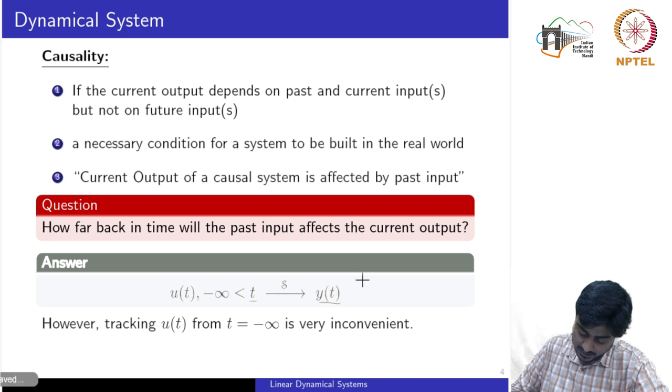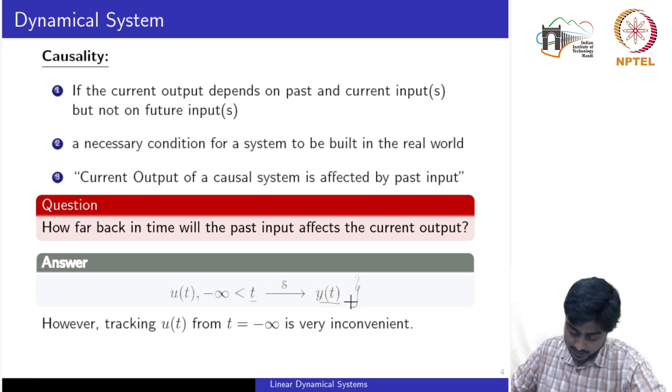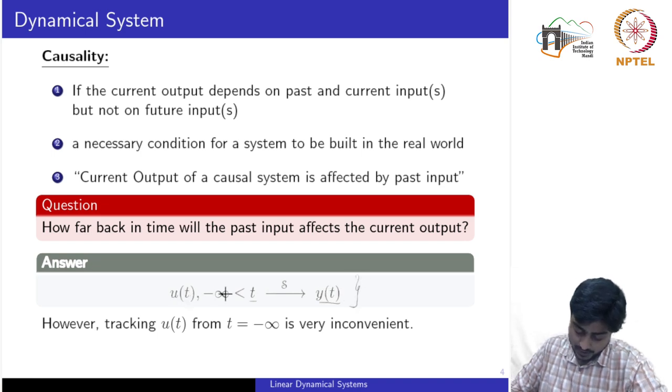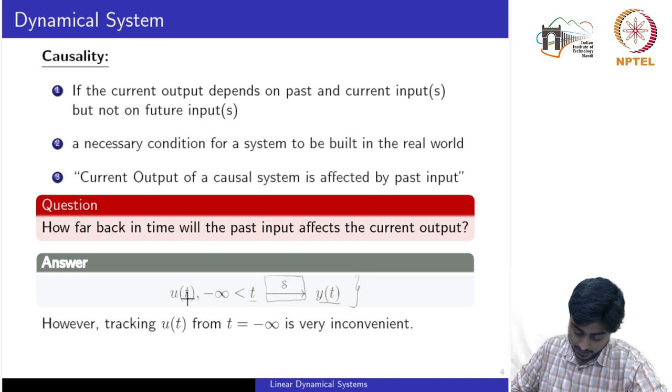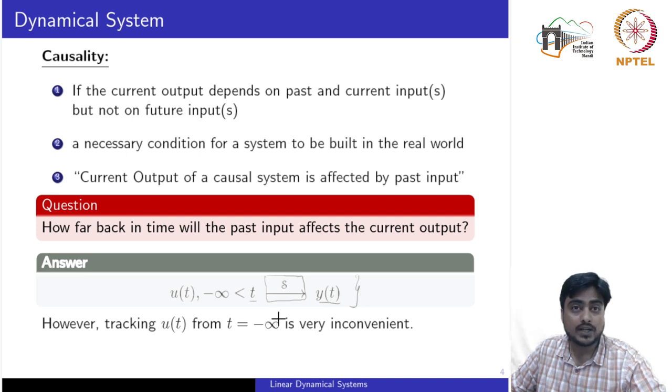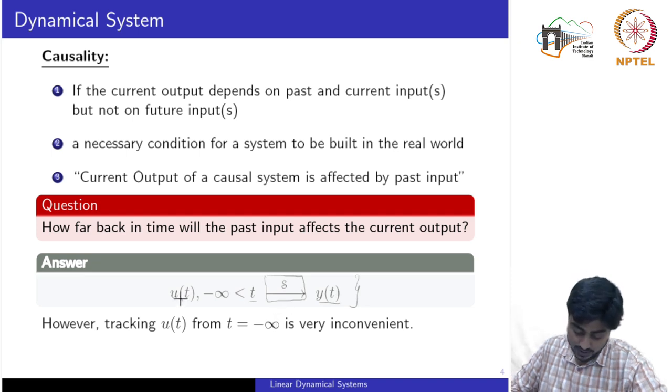Now this representation we would be using a number of times. This means that the u of t is applied to a dynamical system which yields the output y of t. Here it says that to compute the output at time t, we need the information of the control input starting from minus infinity up to time t.